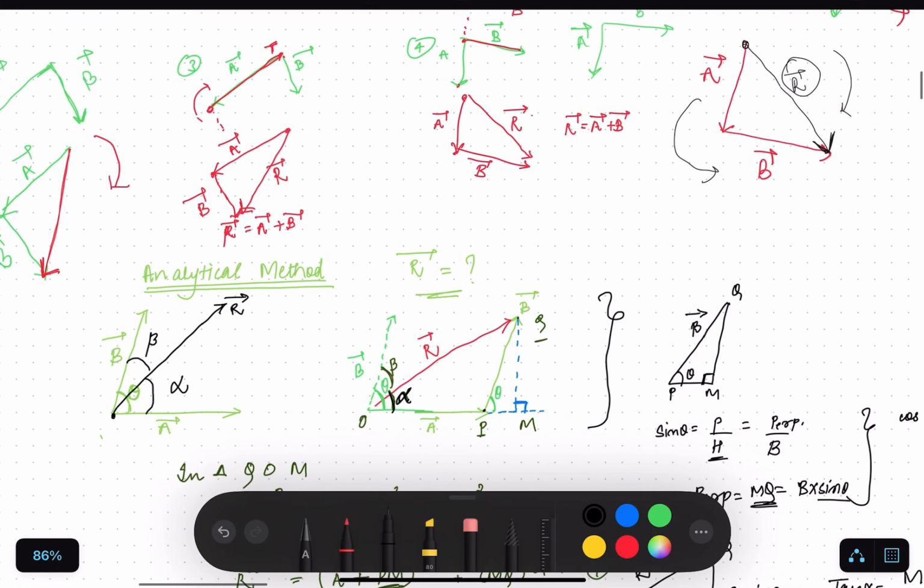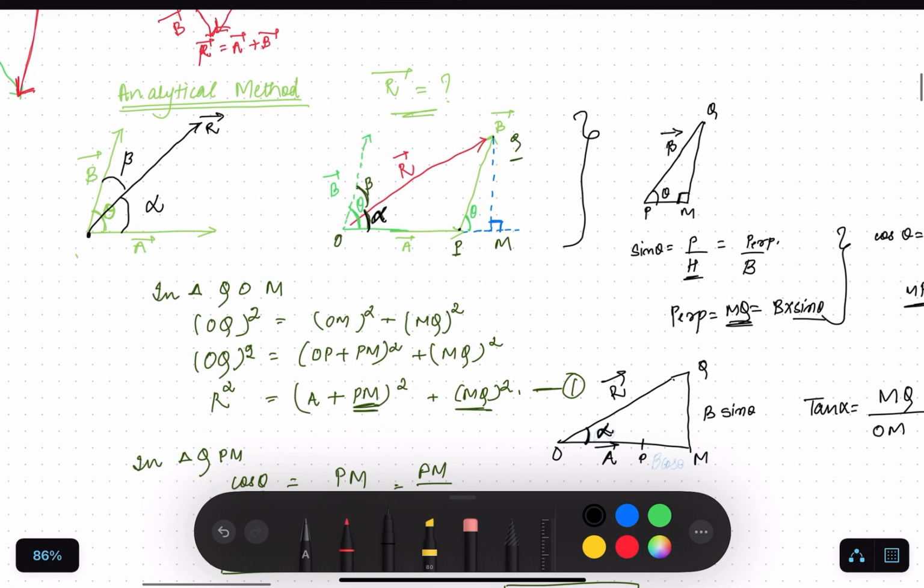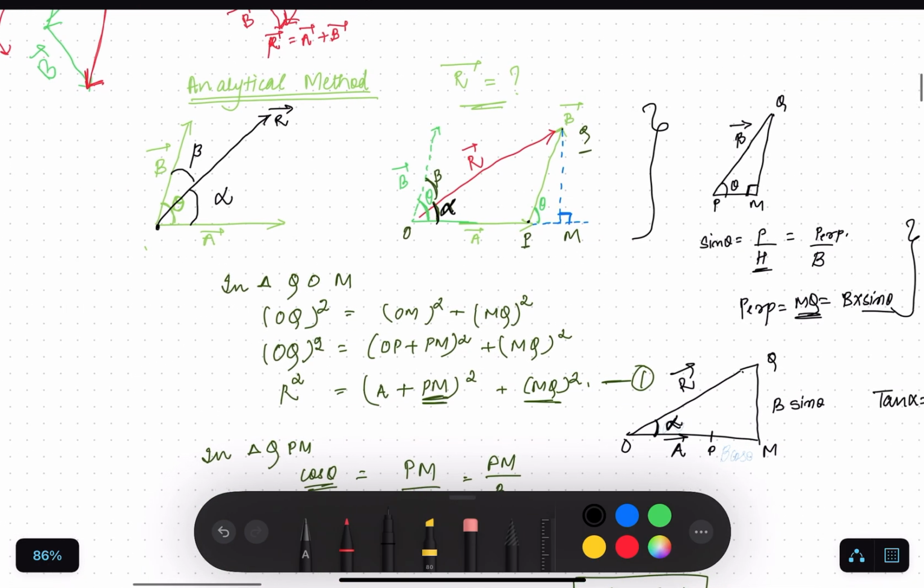But we basically have to solve numericals. So to solve numericals we need to use the analytical method. Now, analytical method, what does that mean? In the analytical method you will be given two vectors, you will be given their magnitudes, their directions, the angle between these two vectors, and they will ask what the resultant vector between these two is.